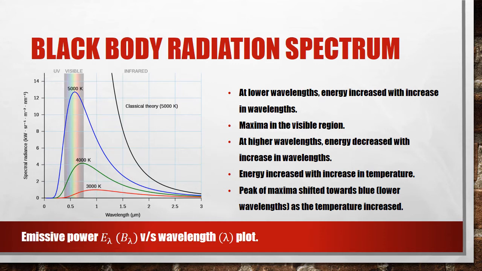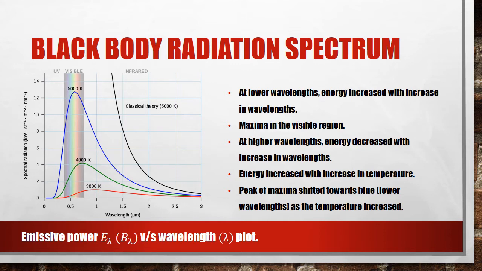Emissive power, or the spectral radiance, is calculated as the power radiated per unit angle, per unit area, per wavelength. So it is the power of a single wavelength which is emitted through a certain angle in unit area, and this is plotted against the wavelength which emits this radiation.